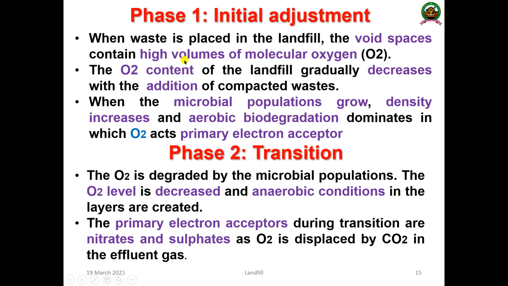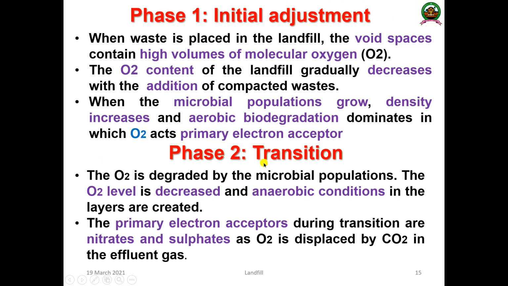So initial adjustment: first the waste will be segregated and collected, and when you keep on adding the waste material, the oxygen present in the waste material will be reduced, and when the waste is compacted, the oxygen will be reduced further. Then the microbial population will start growing, the density of the microbial cells will increase, and they degrade the waste material by using oxygen as the primary electron acceptor. This is known as initial adjustment.